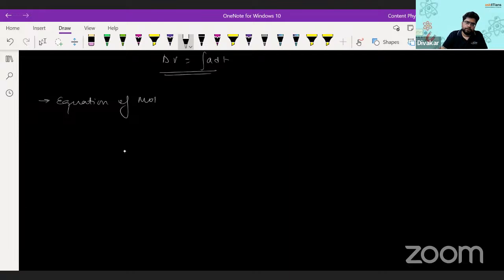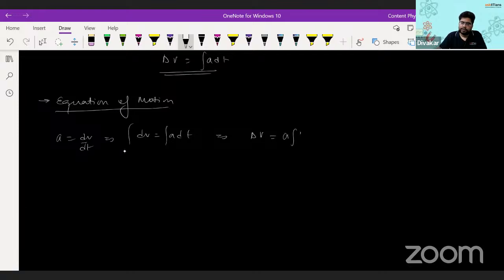Equation of motion. Remember, if I have a is equal to dv by dt, then dv can be written as a dt. On integration, this can be written as delta v, which is the integration of a dt. But if the acceleration is constant, it can be taken out and this becomes a dt. Now, what is the integration of dt? Integration of dt is t.